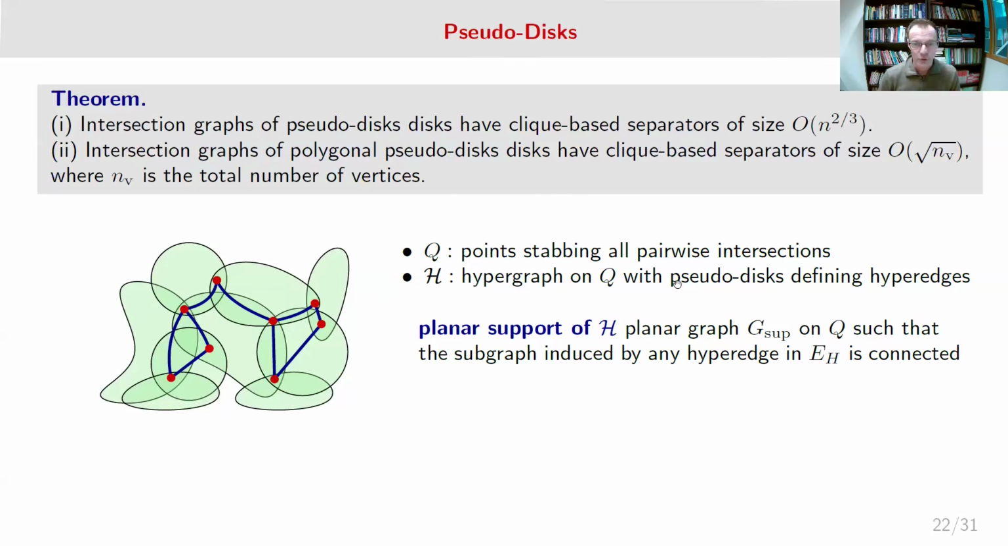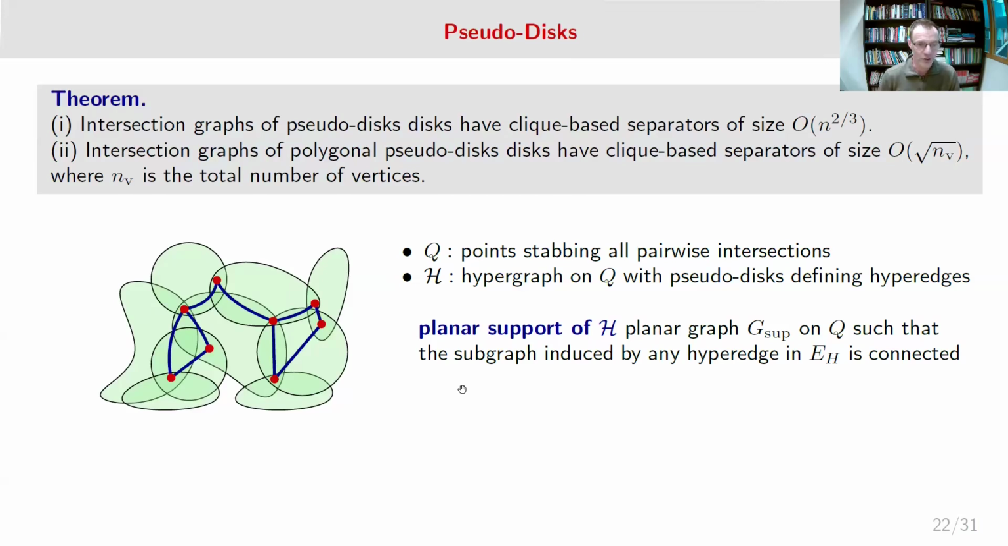Then I can look at a hypergraph where these red points are the nodes. And if I look at this, each pseudodisk, like this one, defines a hyperedge, right? So there's a hyperedge with this point, this point, this point. There's a hyperedge here with this point, this point, this point. Okay, so I have this hypergraph. And this blue thing is a planar support.